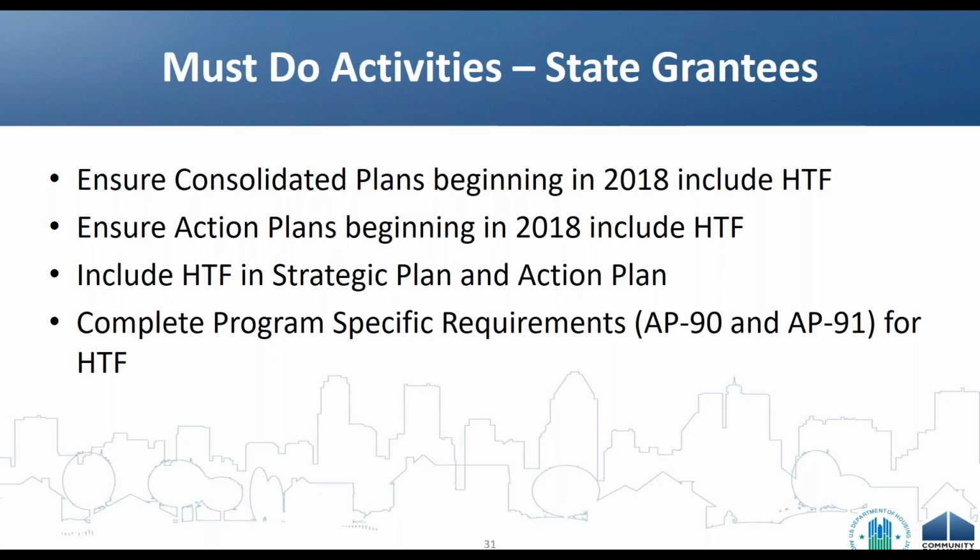But again, to the point that Peter made at the very beginning, HTF should be included throughout your plan, just as you're including your other programs and talking it through in your executive summary, in your consultation, in your citizen participation, right along with your other CPD programs. And then finally, completing the AP 90 and the AP 91, those program-specific requirements for HTF. That is replacing your paper allocation plan.